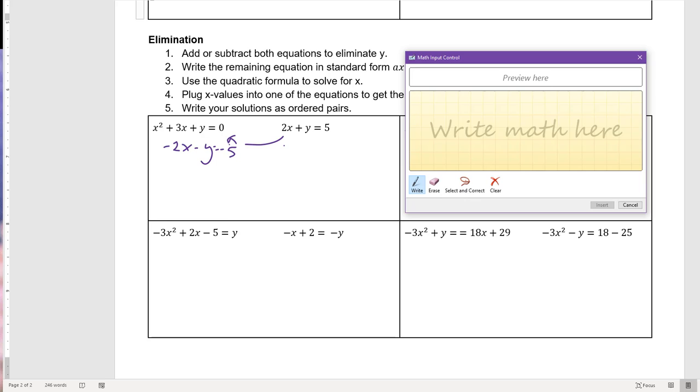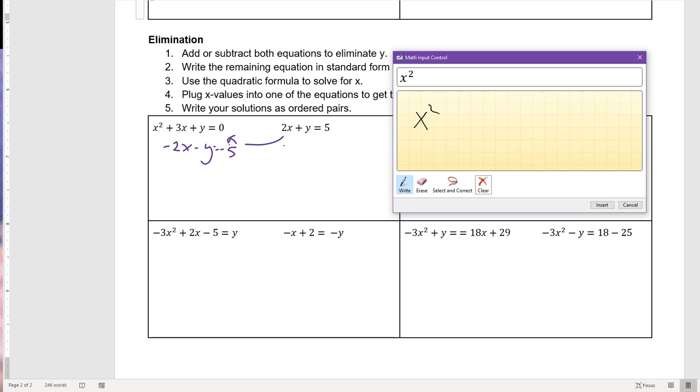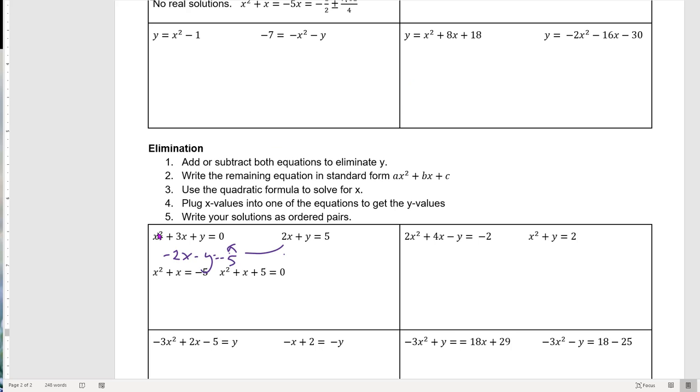If we do the subtraction, we will get x squared. 3x minus 2x is plus x. Plus y minus y goes away, and 0 minus 5 is negative 5. So we get x squared plus x, the y's go away, and 0 minus 5 is negative 5. Then we move the 5 to the other side by adding it to put it in standard form: x squared plus x plus 5 equals 0.